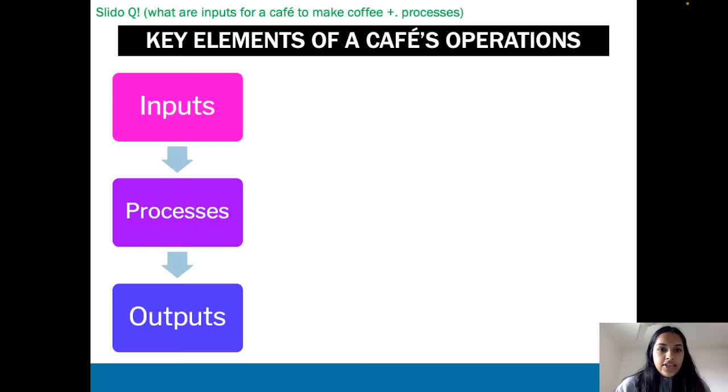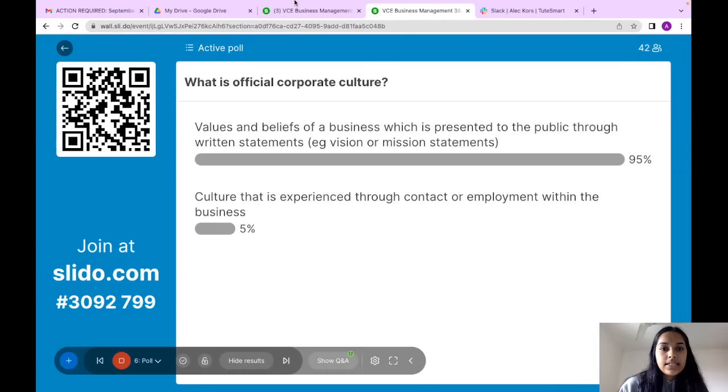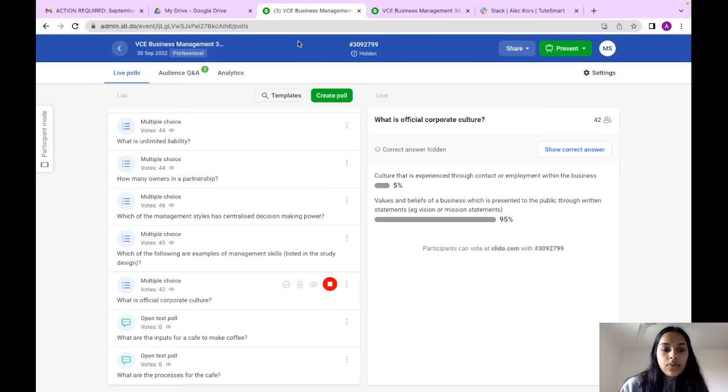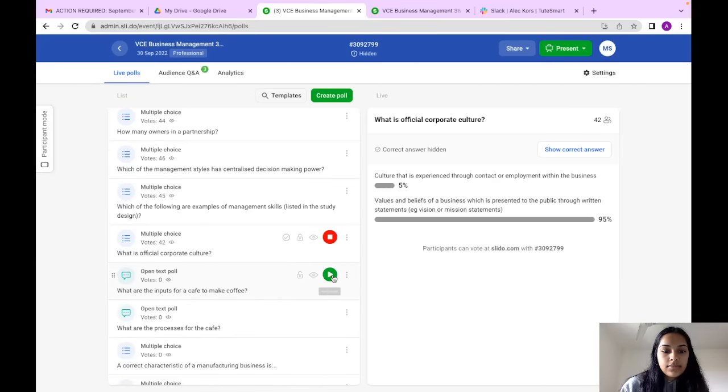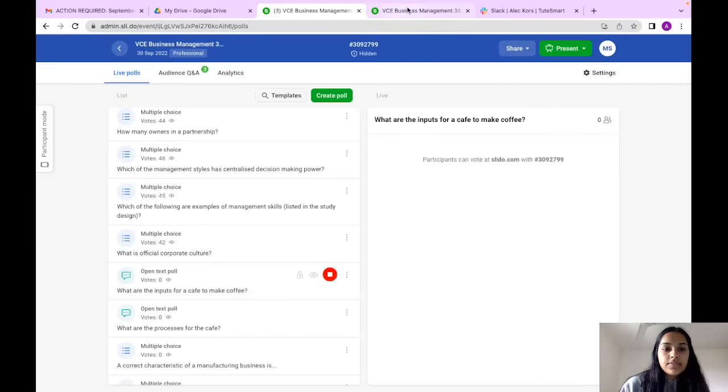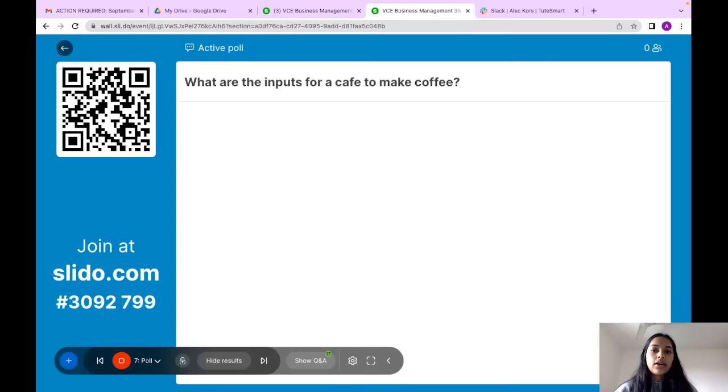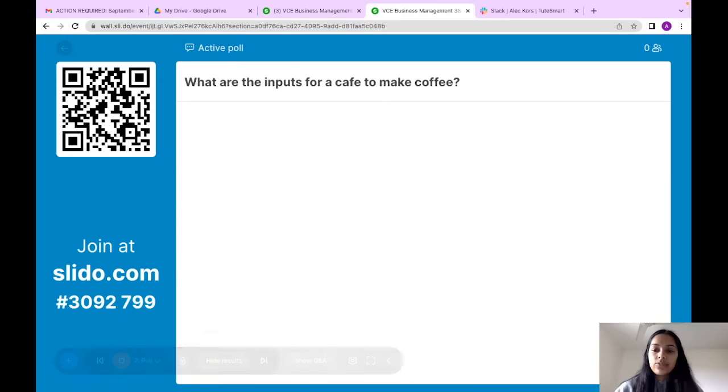Let us go. So first dot point is looking at the key elements of the operation system. If we look at a cafe's operations, what are some inputs for a cafe to make coffee? This is also a Slido question, so I will put up the poll. Think about what some inputs would involve. I'll give everyone maybe a minute or two to think about that.